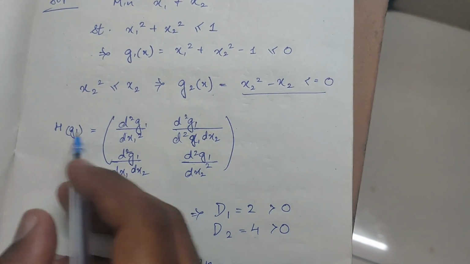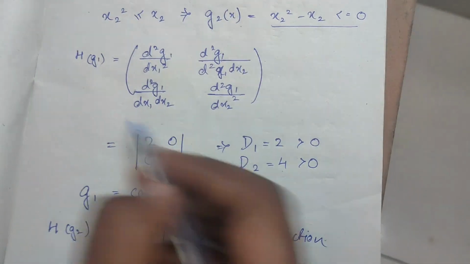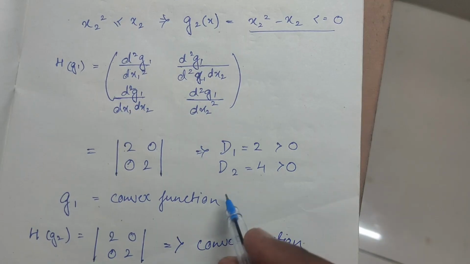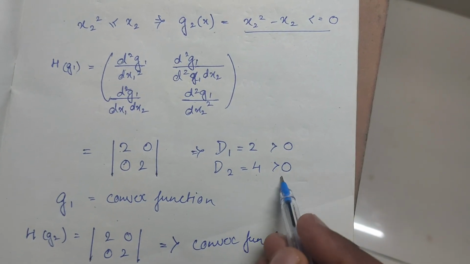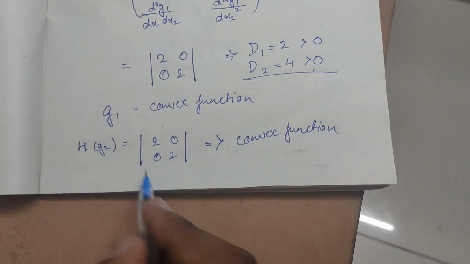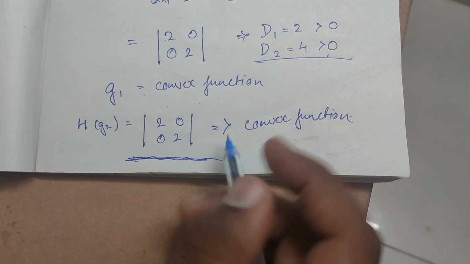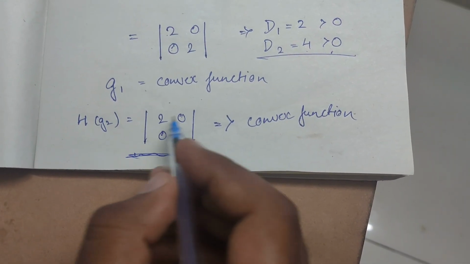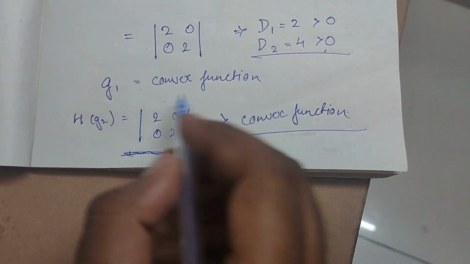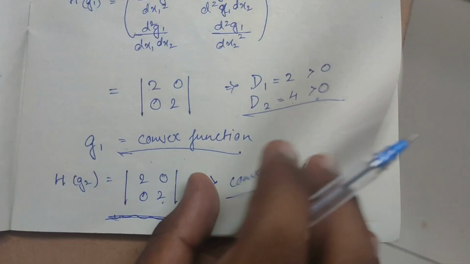First you will make the Hessian matrix for g1. So upon drawing the Hessian matrix, you get 2 0 0 2. So here d1 is equal to 2, which is greater than 0, d2 is equal to 4, which is greater than 0. That means it is strictly convex. Similarly for g2 also you will get the same Hessian matrix. I didn't solve the complete question, but you need to solve that in the exam. So for g2 also you will get 2 0 0 2, same thing, and this is also strictly convex. Therefore since the constraints are strictly convex, the objective function is also strictly convex.